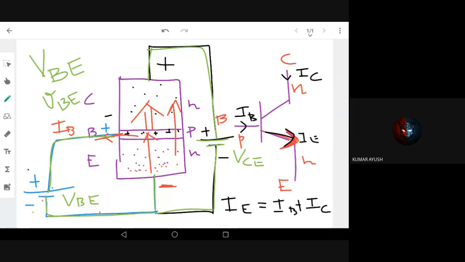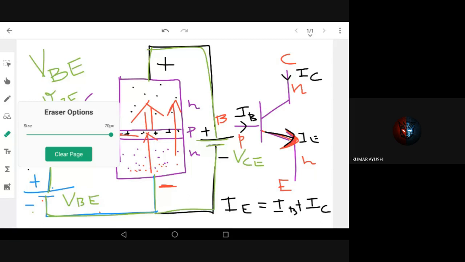Okay. So I think this much we have discussed. Now let's plot the different graphs. I think we should plot different graphs.